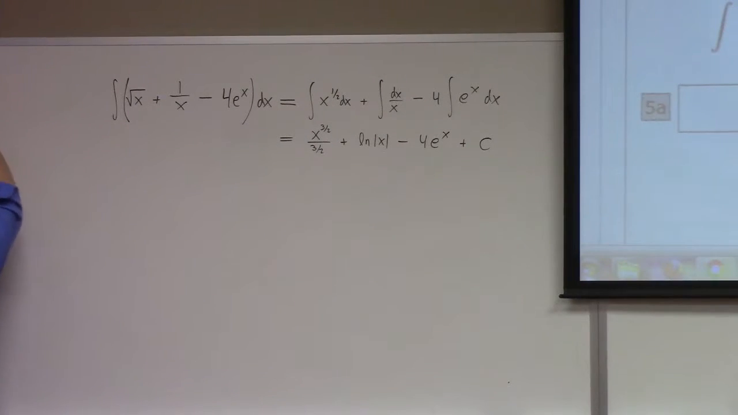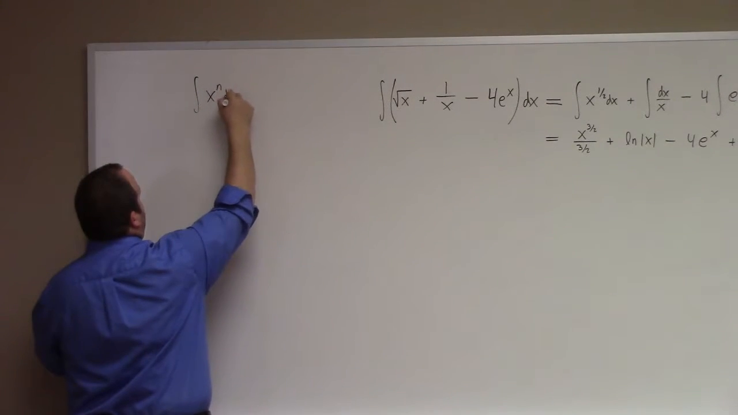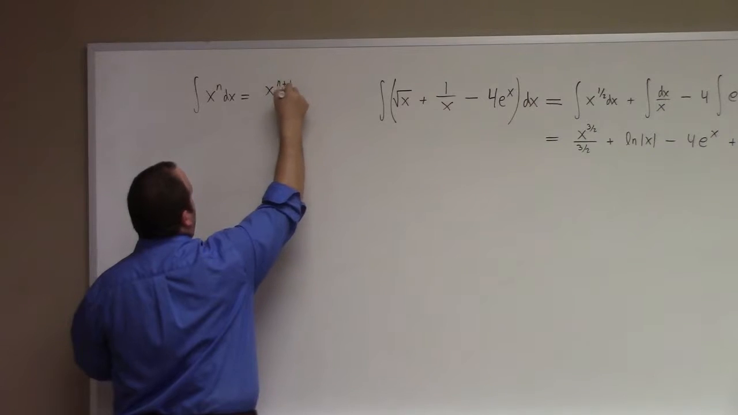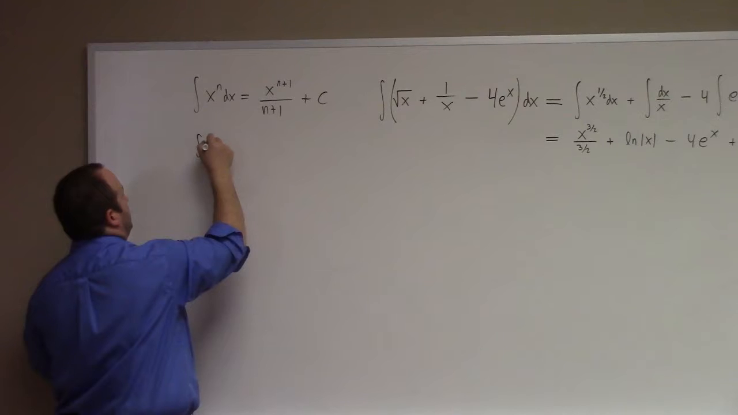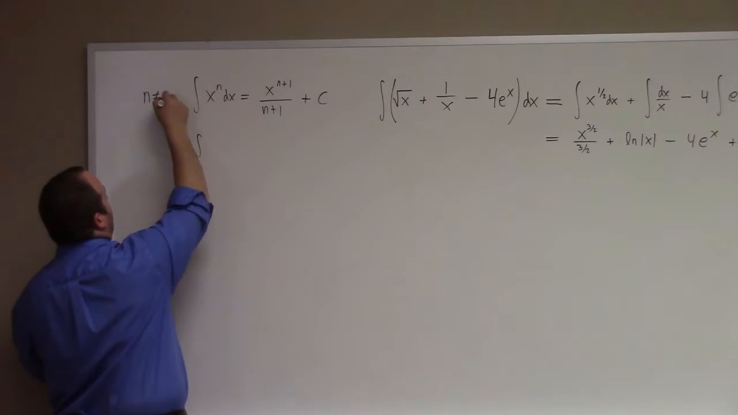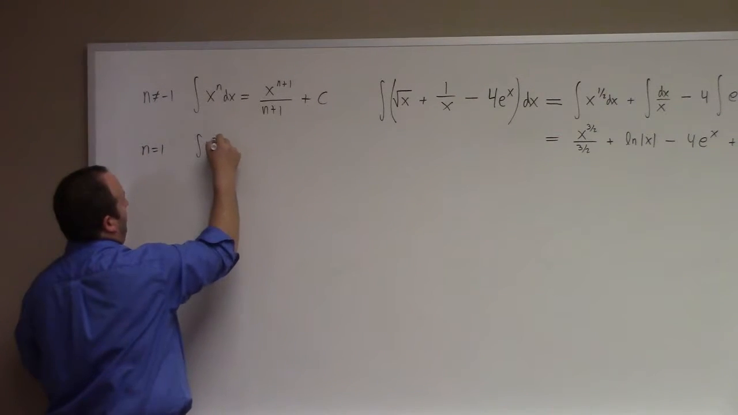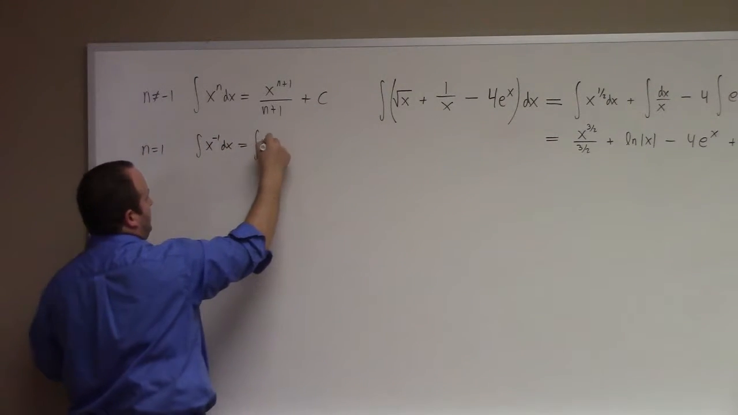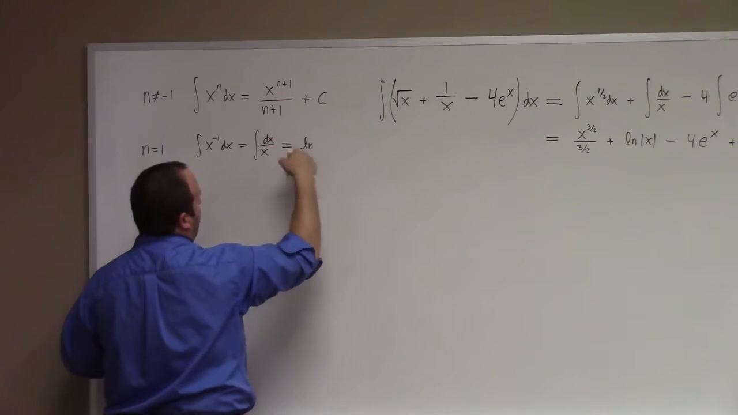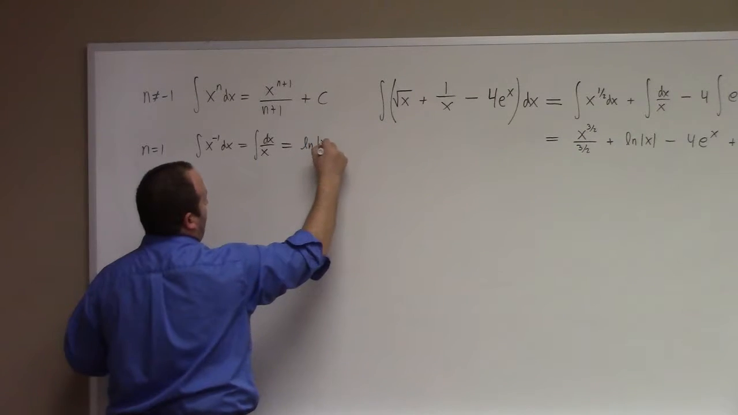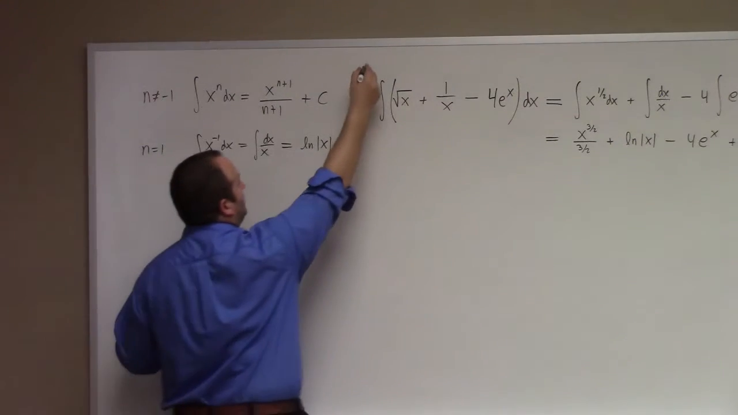Like, the integral of x to the n dx is equal to x to the n plus 1 over n plus 1 plus a constant, for n not equal to minus 1. The n equals minus 1 case is this, which we could rewrite as this. And it turns out that if I want something I can differentiate to get back to 1 over x, the natural log of the absolute value of x will do it. So these are basic formulas we must know.